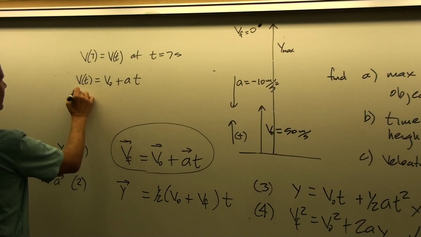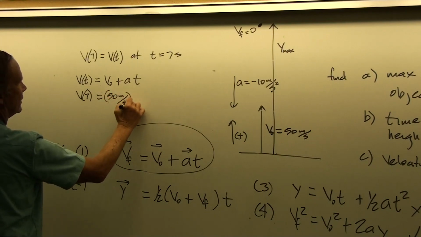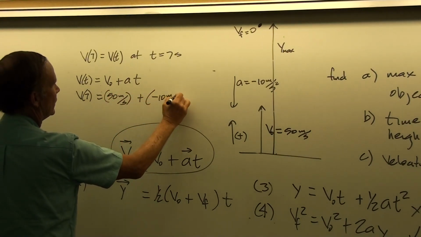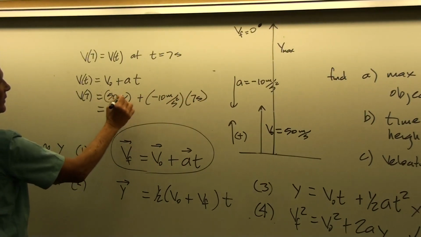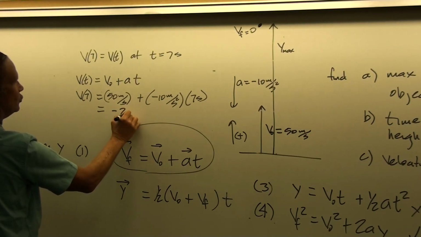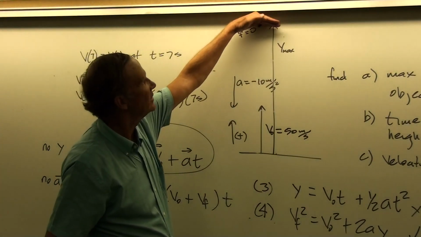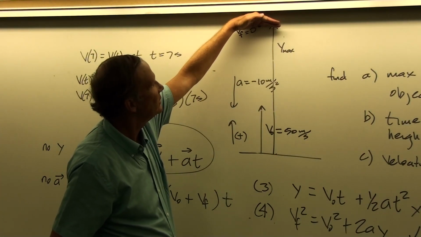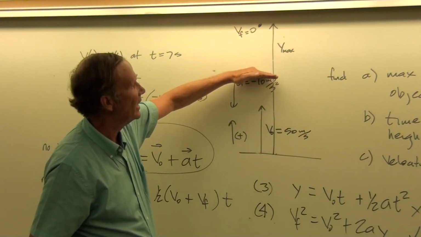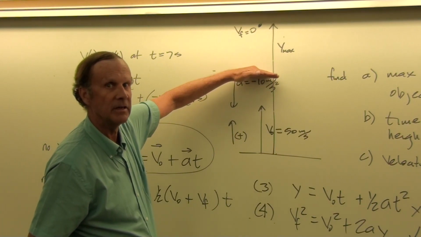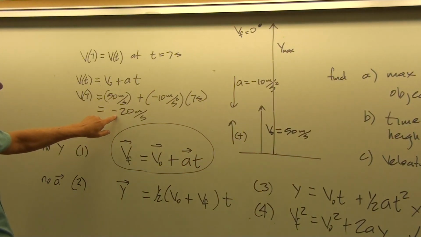And so v of 7 then is going to be 50 meters per second plus minus 10 meters per second squared times 7 seconds. That's 50 minus 70, which is minus 20 meters per second. So if after 5 seconds we get to 0 velocity, then in the 6th second we're going to be going minus 10, and in the 7th second, minus 20. We're speeding up now in the negative direction, and that's minus 20.